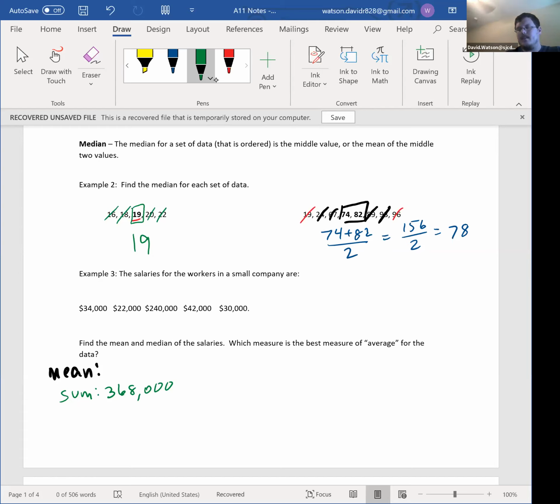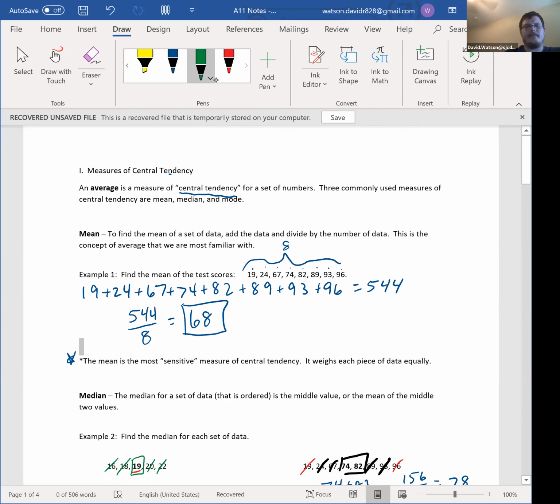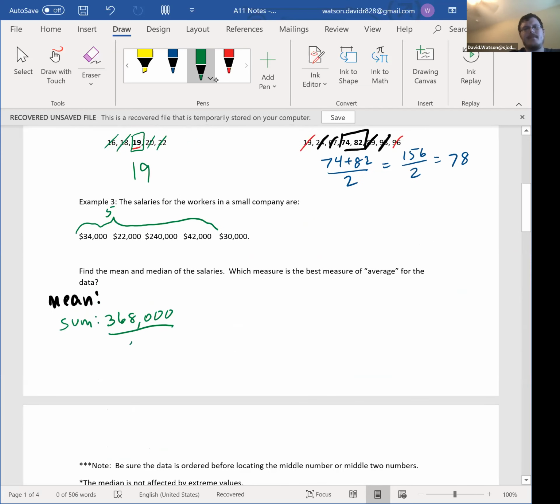To get the mean, we just need to divide that by the number of data values there were. So in this case, there were 5. If there's 5 data values, we just divide this by 5, and we're going to get 73,600. That's the mean.